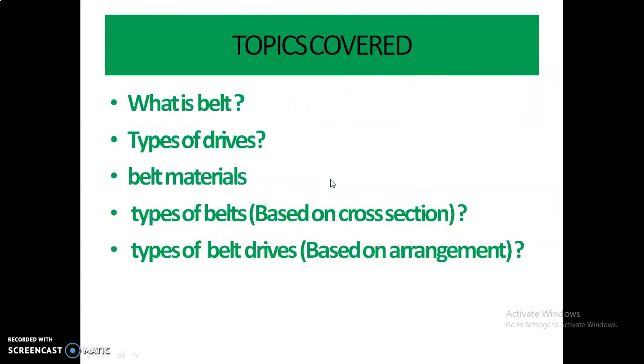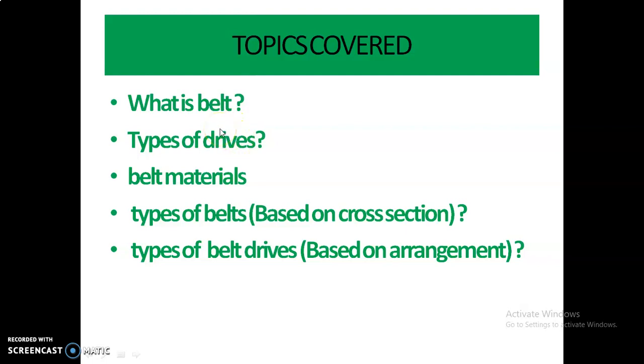See here, the topics covered in belt drives. These are the topics. First of all, what is a belt drive? What is a belt? Types of drives, belt materials, types of belts based on cross section, types of belt drives based on arrangement. So let us see one by one in detail.